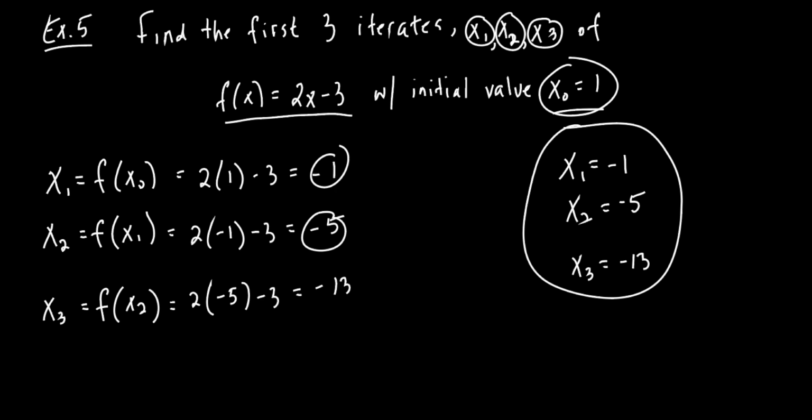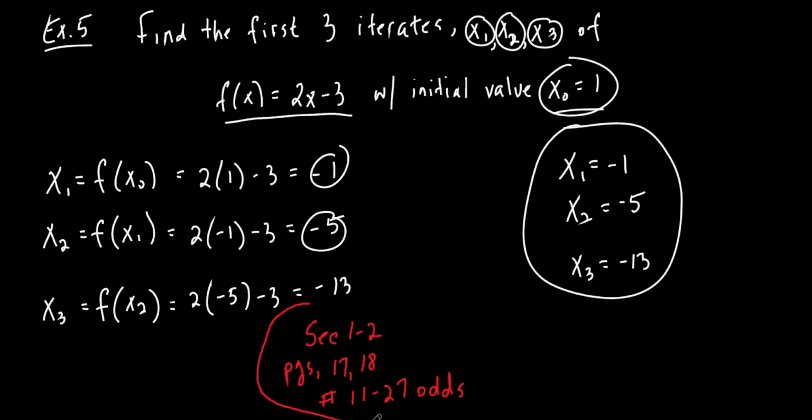I think I gave you homework yesterday on it, didn't I? Or I told you what the homework was. Don't remember, but I'll write it down again. So technically tonight your homework is this. Section 1-2. You're doing pages 17 and 18, and you're doing numbers 11 to 27, but you're only doing the odds. 11 to 27, and you're only doing the odds. So that is your homework. Everybody good?